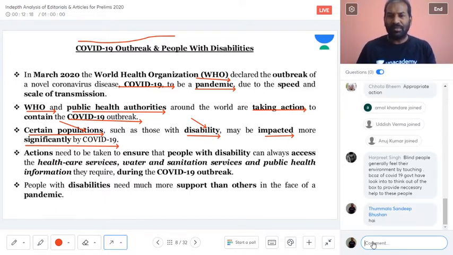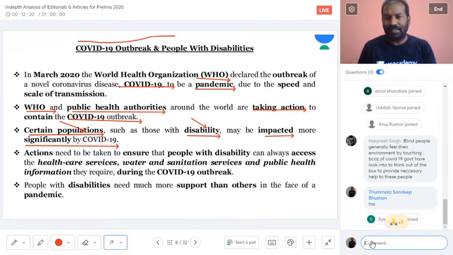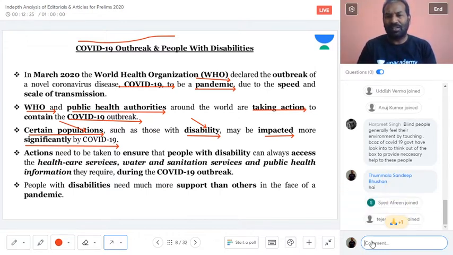And Arpit says the blind people generally feel their environment by touching. Yes, because of COVID-19, exactly. That is what I would say.